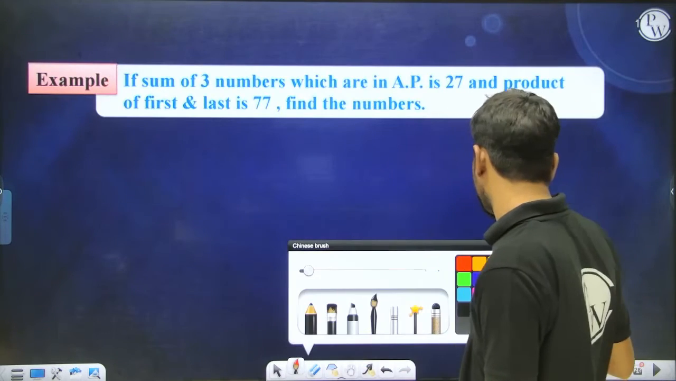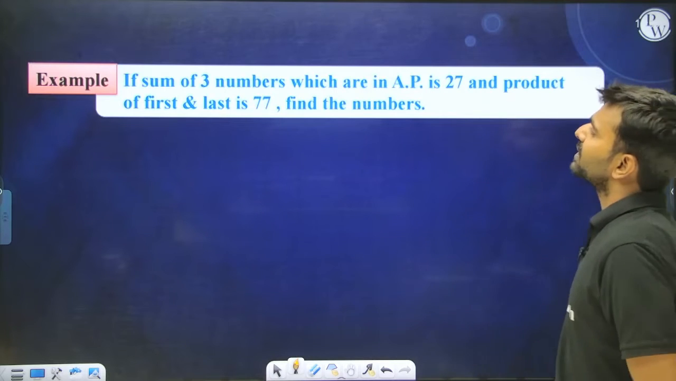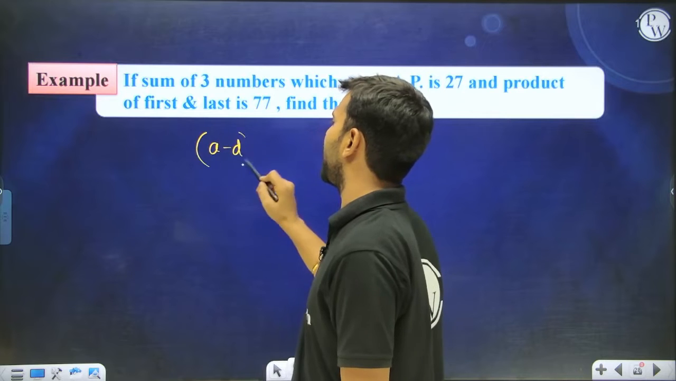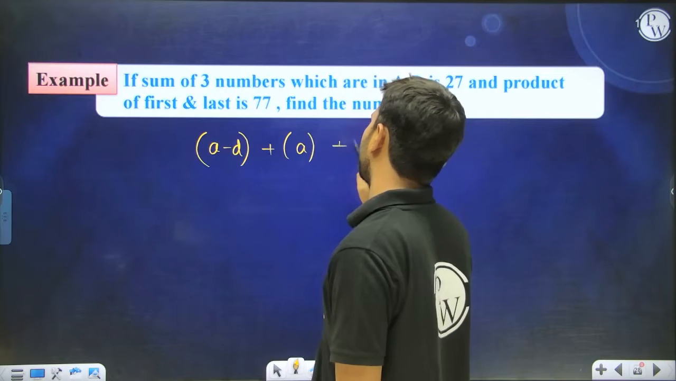Alright, let's take an example based on this. If the sum of the first three terms which are in an AP is given to me as 27, so I am taking the three terms as A minus D, A and A plus D.